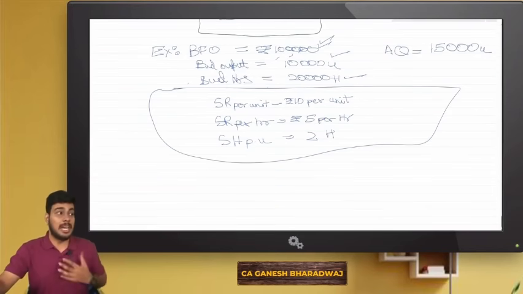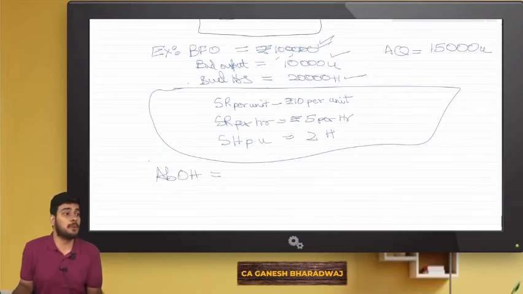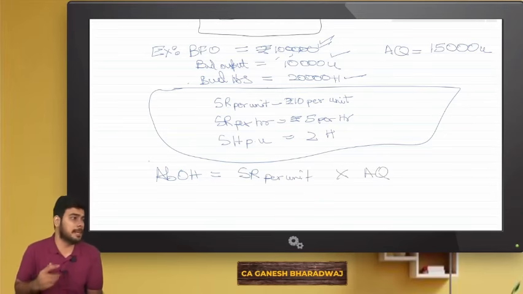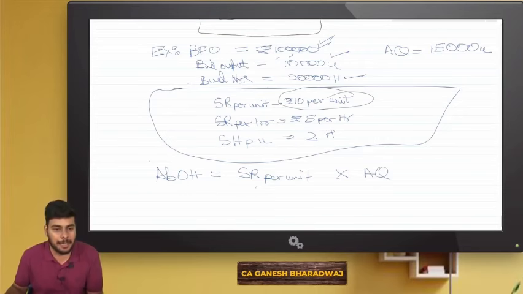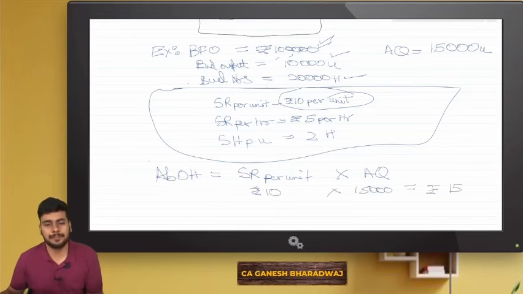Now, let's say I want to calculate the absorbed overheads using the production units method. Formula: absorbed overheads equals standard rate per unit into actual quantity. What is the standard rate per unit? 10 rupees. Rupees 10 into actual quantity of 15,000. How much is this? Rupees 1 lakh 50,000.